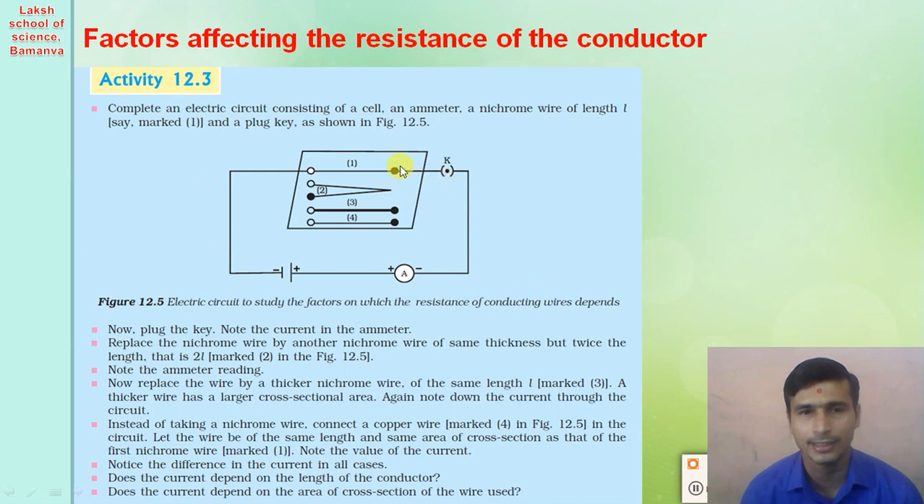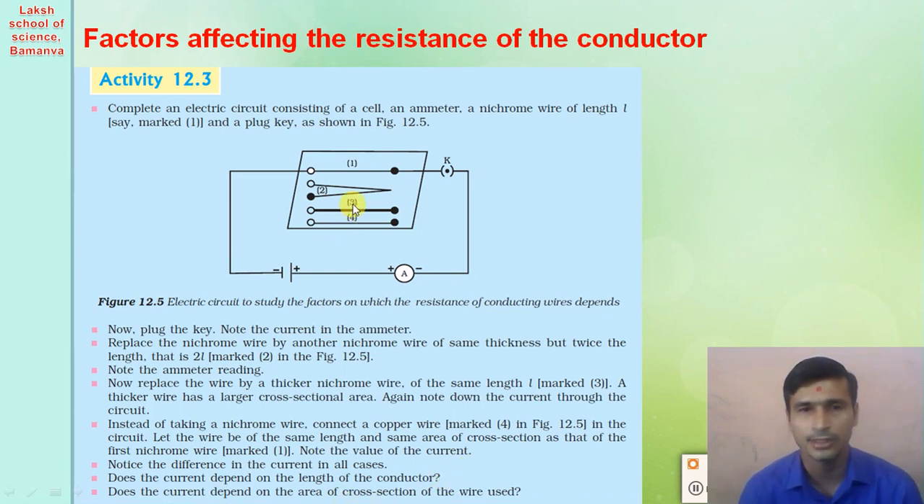So in the first and second case, when we increase the length of the conductor, the resistance of the conductor increases, right. And so the electric current passing through the conductor decreases. So does the current depend on the length of the conductor? Yes, the current depends on the length of the conductor, right. We can say that the resistance depends on the length of the conductor. As the length of the conductor increases, the resistance of the conductor increases, and so the electric current passing through the conductor decreases.